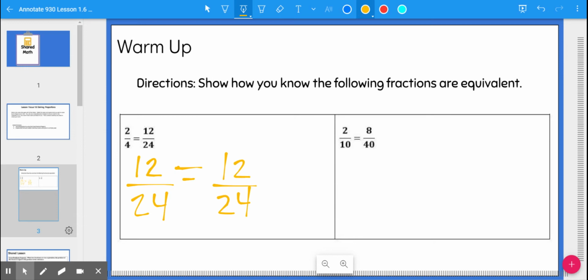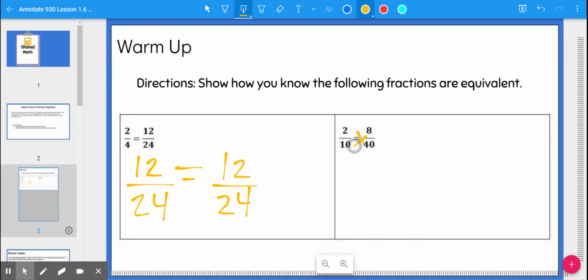Looking at our second example, you could do that same exact thing. You could do 2 times 4 would give us 8, and 10 times 4 would give us 40. So 8/40 is equivalent to 8/40. You could also look at your second fraction, 8/40, and divide the numerator and denominator by 4, and you would get 2/10 is equal to 2/10.